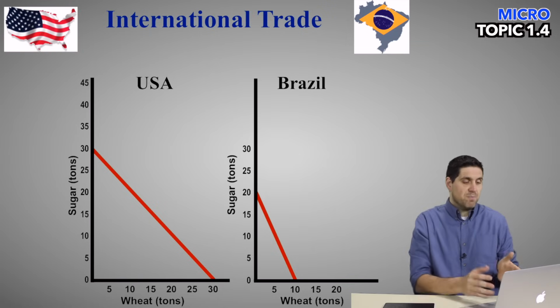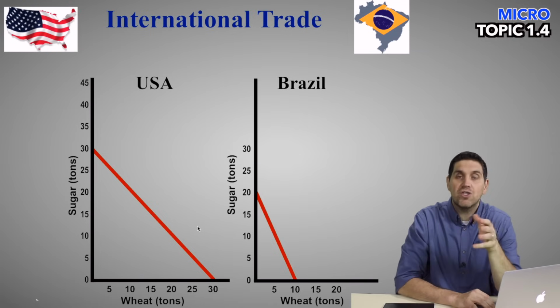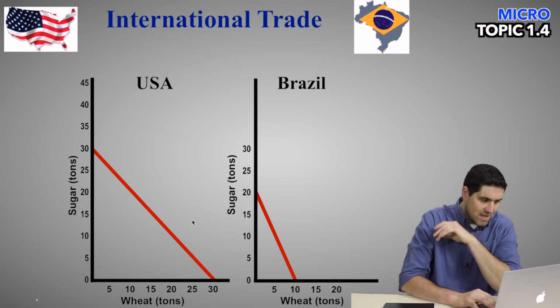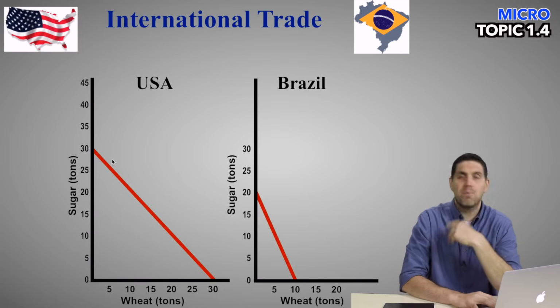This is a production possibilities curve. It shows you how much sugar and wheat the US can produce and how much sugar and wheat Brazil can produce. Now, first question, which country has an absolute advantage in the production of sugar? Well, the United States. They can produce 30 tons and Brazil can only produce 20 tons. So the United States can produce more sugar.